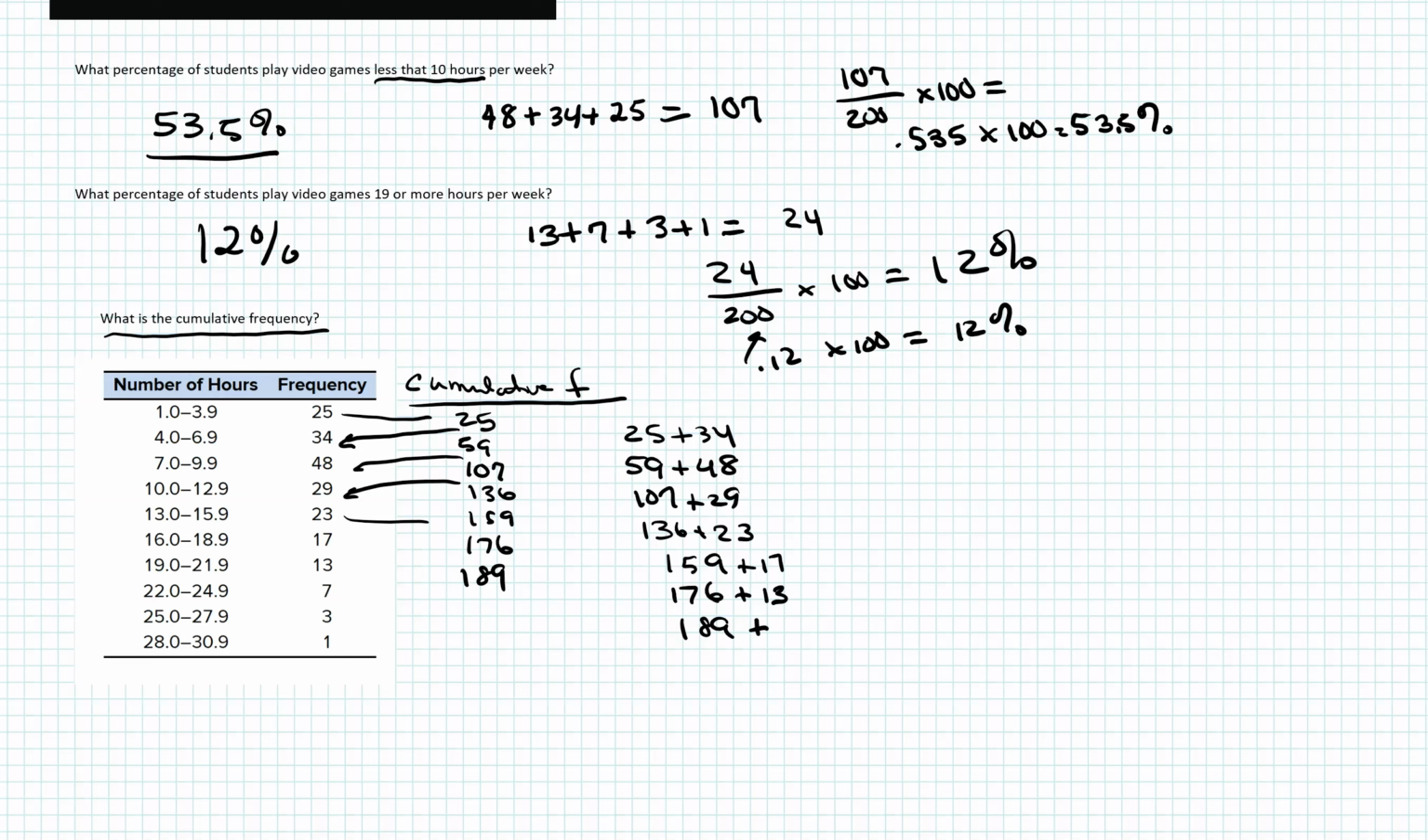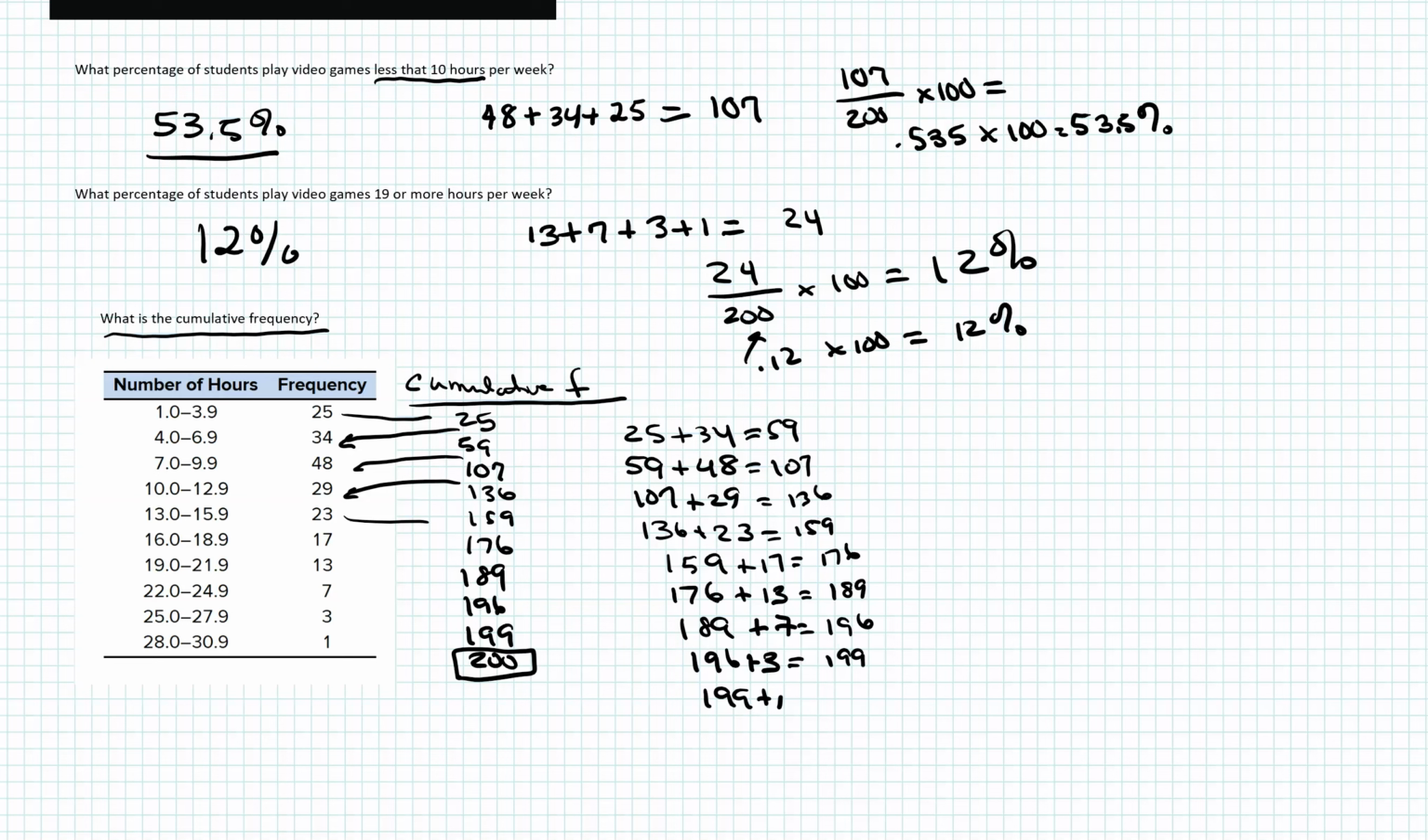189 plus 7. It's 196. 196 plus 3, 199. And finally 199 plus 1 is 200. The last number should always equal the total. So this was 59, 107, 136, 159, 176, 189, 196, 199, and 200. And that's it.